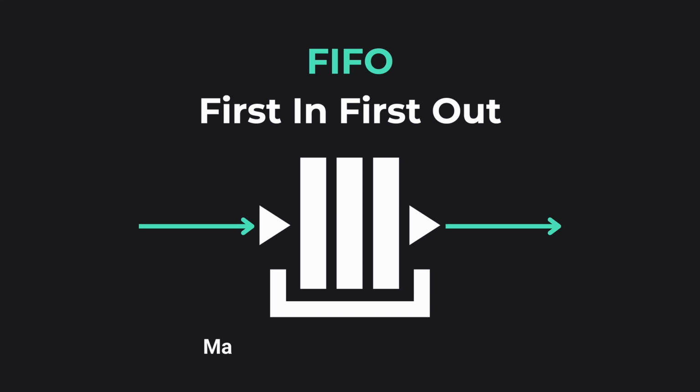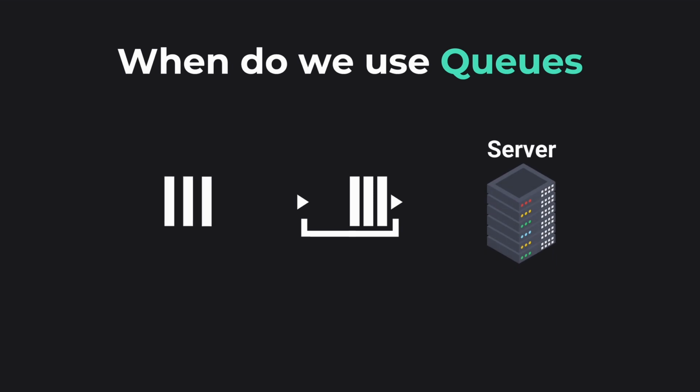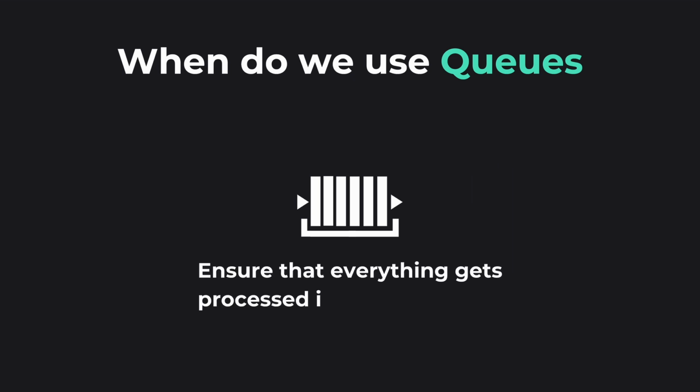In programming, we use queues to manage data in a specific order. And remember that in queues, the action happens at both ends. Queues are vital in programming for tasks like managing requests on a server or handling data in real-time systems and scenarios where order matters. They ensure that everything gets processed in the right order, maintaining fairness and efficiency.